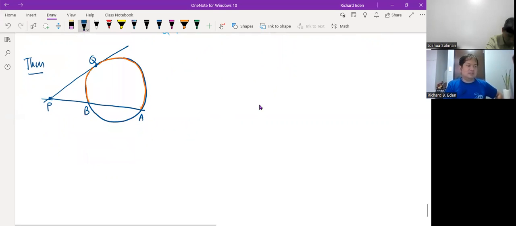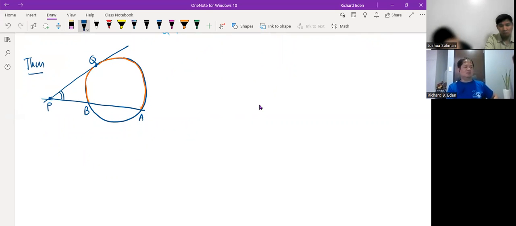So the question now is, is this angle still related to the measures of the two arcs? Of course, the answer is yes. What do you think is the relationship that holds between angle BPQ and the two arcs? QA minus QB. Then one half of QA minus QB.